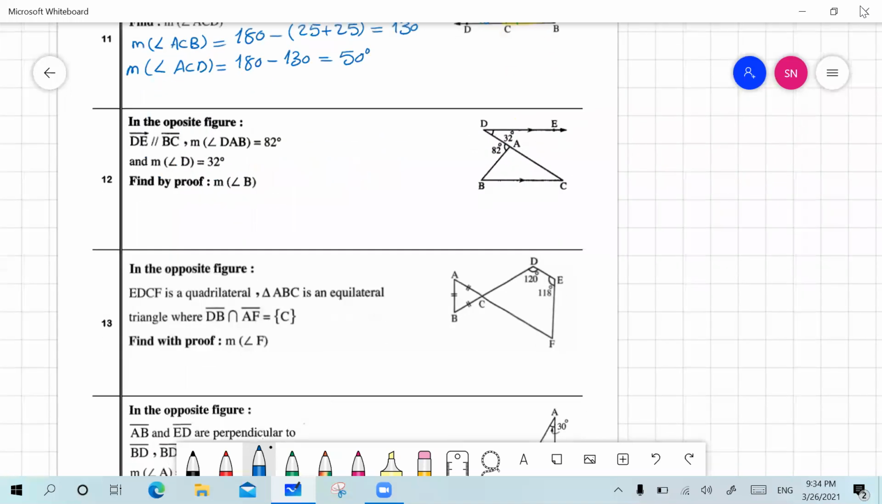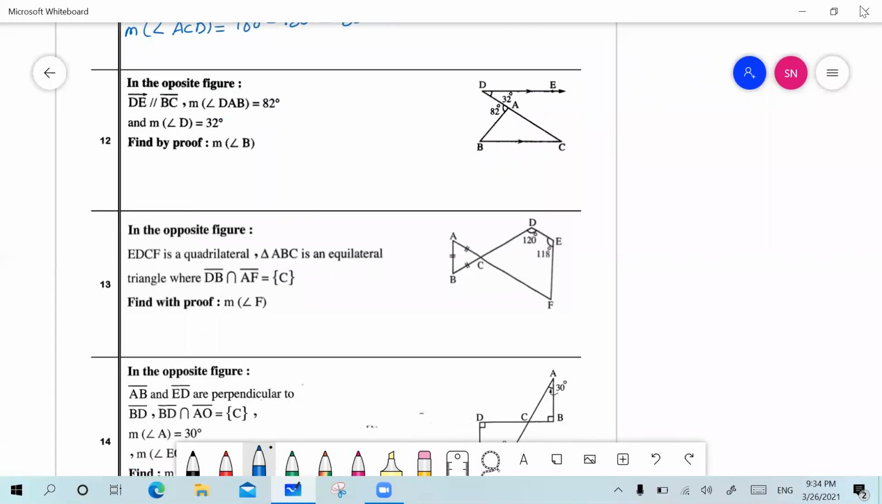Okay, and let's go now for question number 12. DE is parallel to BC. Measure of angle DAB is equal to 82. Measure of angle D is equal to 32. Find with proof measure of angle B.